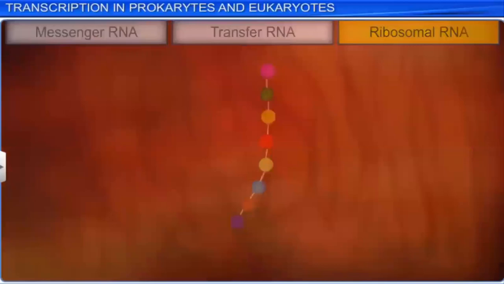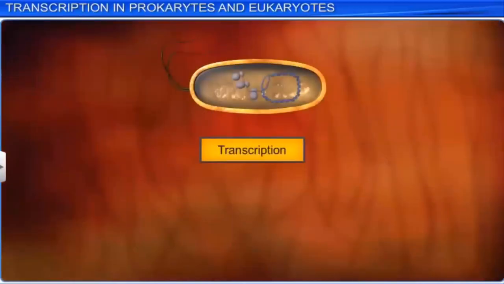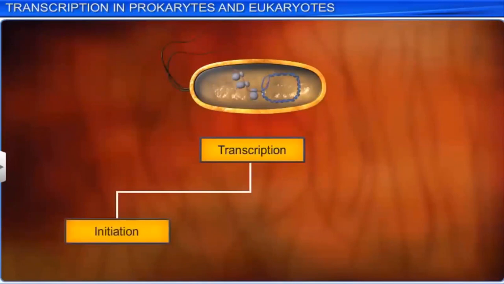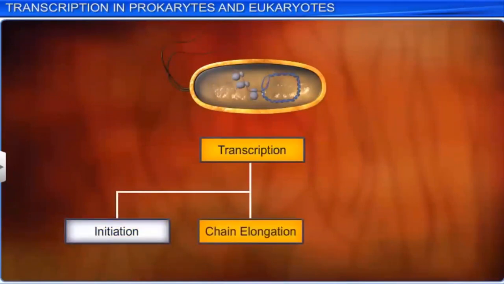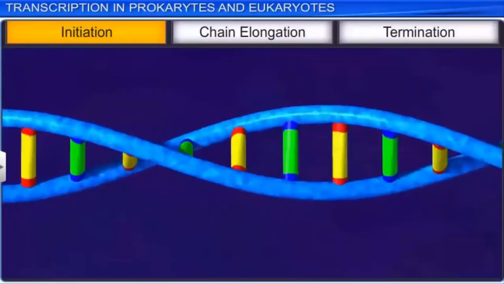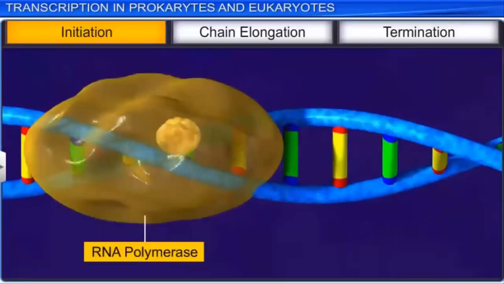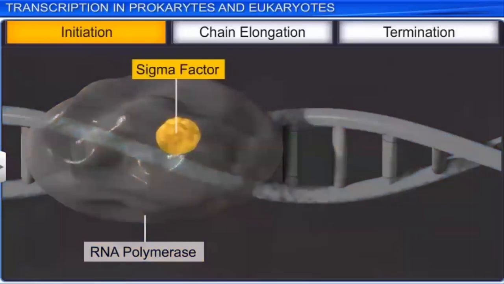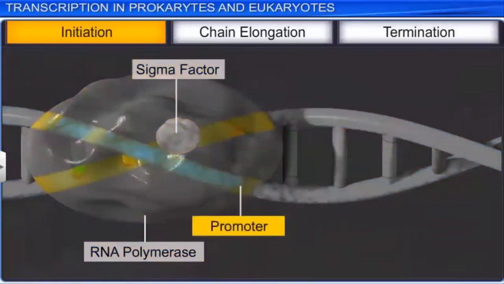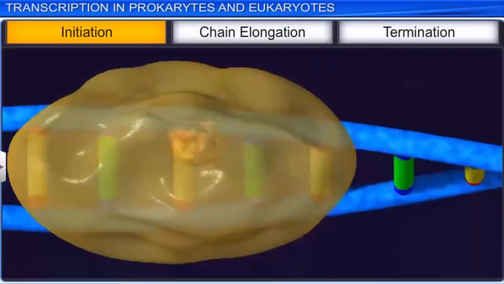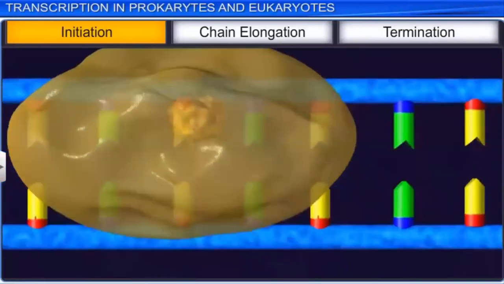Transcription, the first process in protein synthesis, occurs in 3 stages: initiation, chain elongation, and termination. In the first stage, RNA polymerase, along with the initiation factor denoted as sigma, binds to the promoter sequence in DNA and initiates transcription. This helps in the opening of the DNA helix and separates the 2 DNA strands.